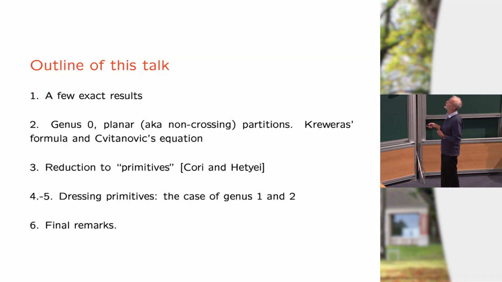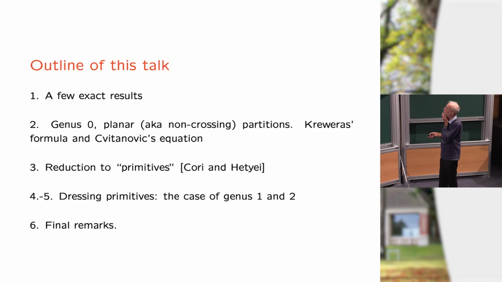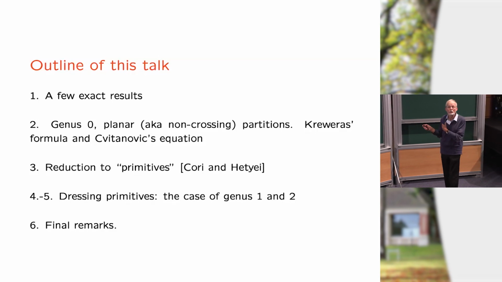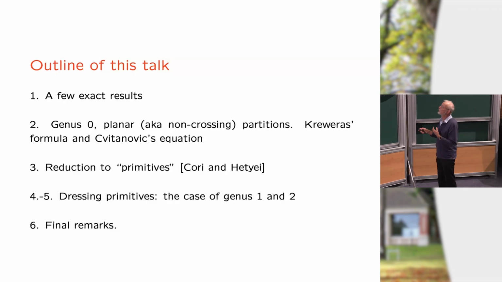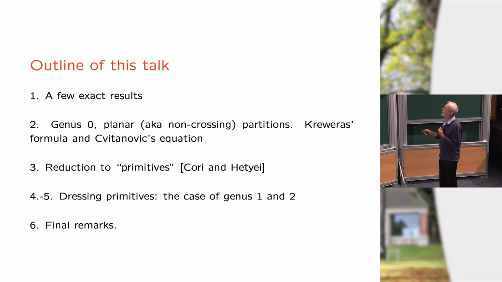I'm going to first show you a few exact results. There were not so many results, in fact, known in the literature. Then I'll explain briefly the case of genus 0, which is well known. And then I'll show you how you can reduce the previous diagrams to so-called primitive diagrams. I'm following the work of Cori and Hetyei, who were both in Bordeaux at the time, two relatively recent papers, 2013 and 2017.